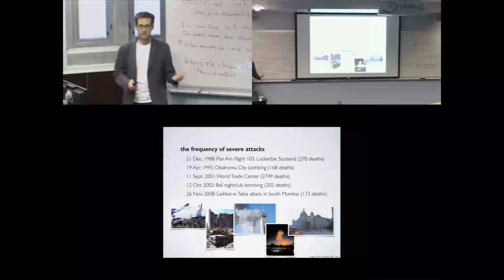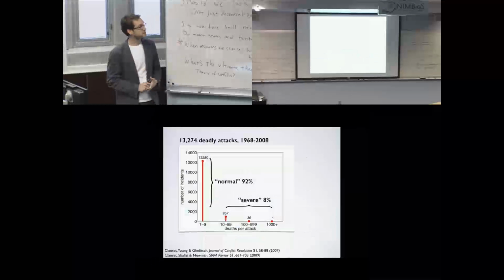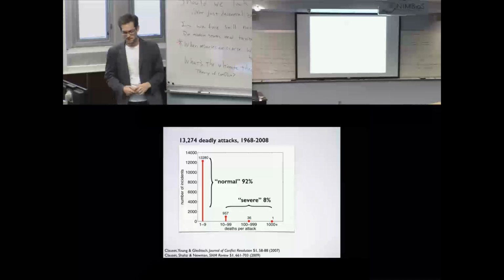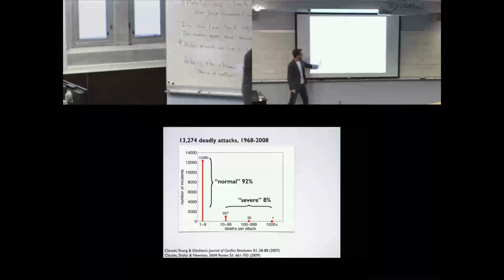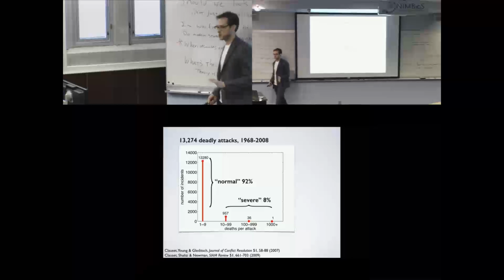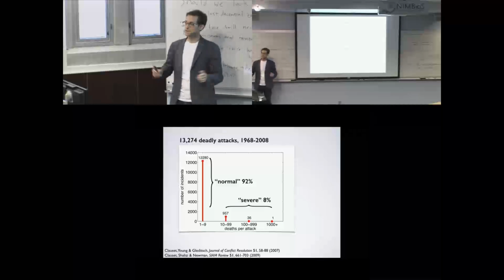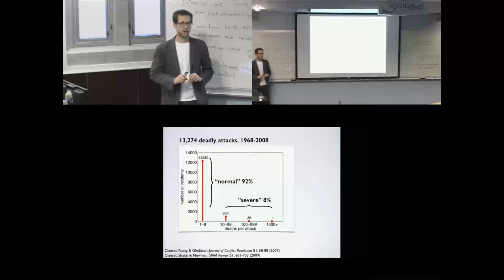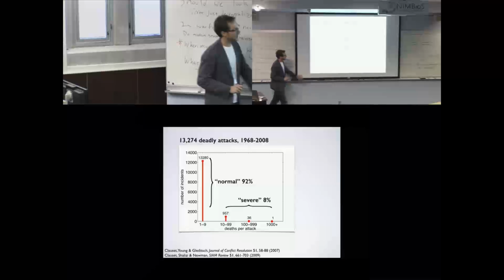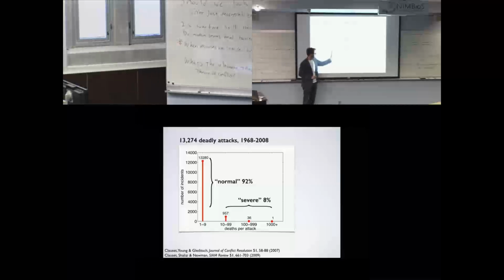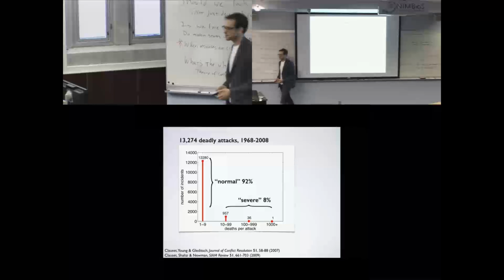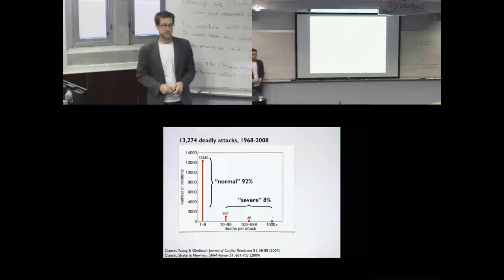Okay, so let's look at the data just from a very simple perspective. Here's a histogram that shows you how often an event of a certain size happens. So the x-axis is deaths per attack. I just binned it for convenience. And you can see that the vast majority of terrorism attacks don't kill many people. In fact, I think the average is about 4. So 92%, if you will, is what you might call normal terrorism. If we take a threshold of this bin boundary right here, so if you kill 10 or more, we're going to call that severe terrorism. It's only 8% of events, but those are the events that we really care about.